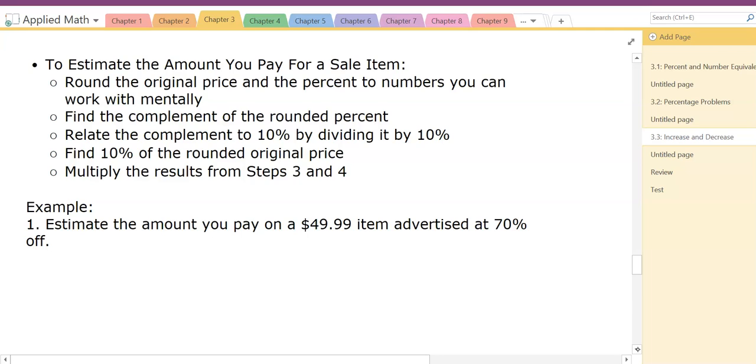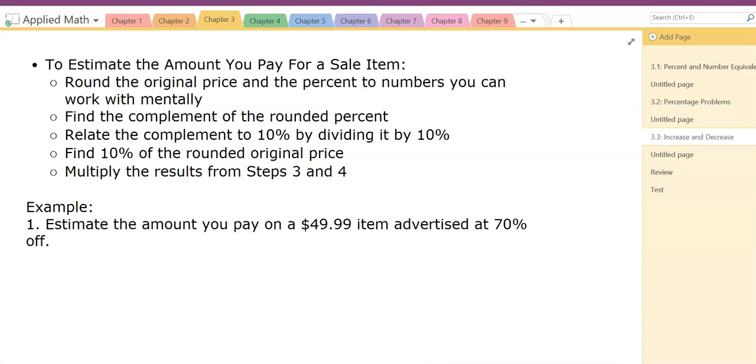So in order to estimate, we're going to follow these steps. We're going to round the original price and the percent to numbers that we can work with a little bit better mentally. And then find the complement of the rounded percent. So take 100 minus your rounded percent there. Relate that complement to 10% by dividing it by 10. And then find 10% of the rounded original price. Multiply those results. So I'll show you how to do this, and then you guys will be able to practice one.